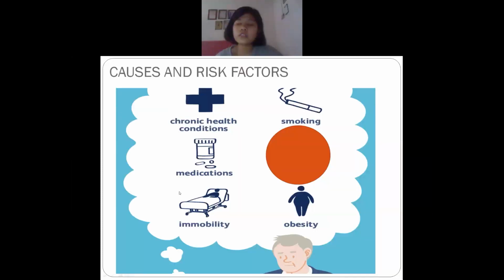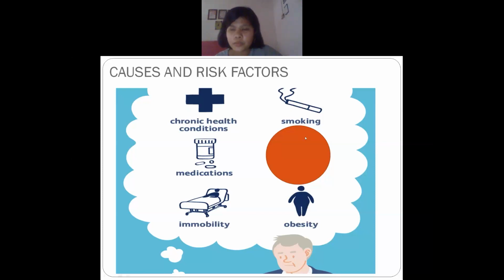Okay, next is causes and risk factors. What if you have this? If a person has superficial thrombophlebitis, a person can have all this. First is chronic health condition. If a person's health is very serious, for example, if a person has cancer, or if a person has had a stroke. Stroke I'll teach you in the next class. If a person is taking too much medication, say for example a pregnant lady, if she takes too much medication, it can also be a side effect of this superficial thrombophlebitis.